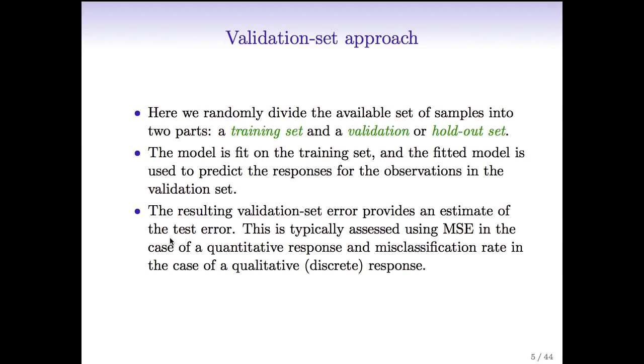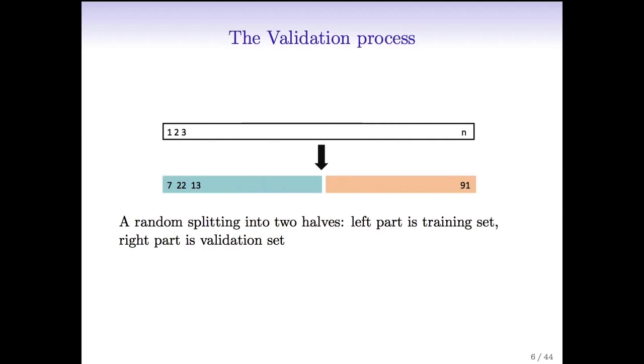The error we'll measure by mean square error in the case of a quantitative response, or misclassification error rate in the case of a qualitative or discrete response, classification. Okay, so just to make that clear, let's look at the next slide. We have our data set here. I've divided it in two at random. The blue part on the left is the training set, and the orange or pink part on the right is the validation or holdout set. These observations, for example, 7, 22, and 13, and more of them, were chosen at random to be in the training set.